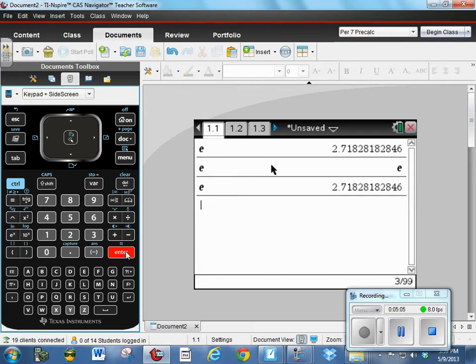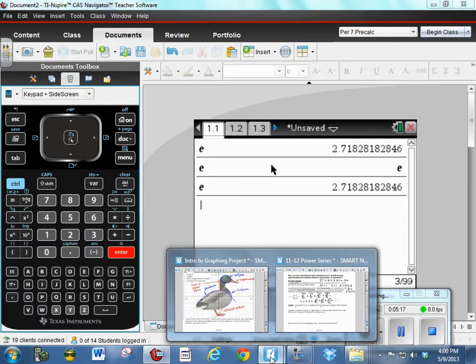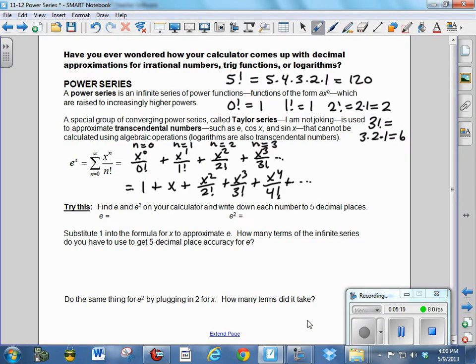So that's what E equals. So you might want to record that in your notes. Now, if I want to approximate E, and I guess we can actually go back to the notes, 2.71828. If I substitute 1 into the formula, I should be able to approximate E. So how many terms would it take to get E to 5 decimal place accuracy, to get 2.71828?